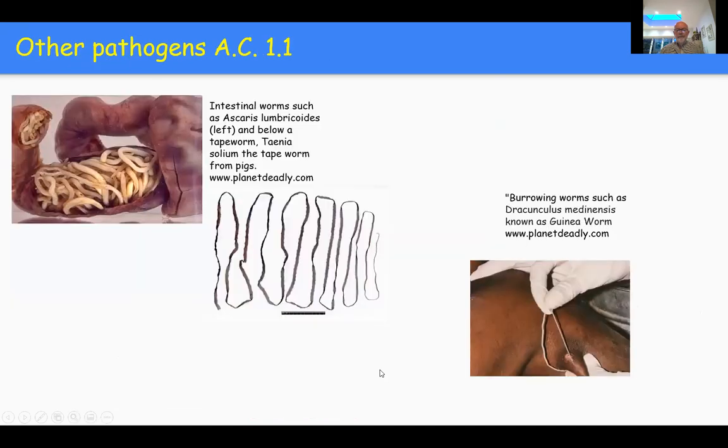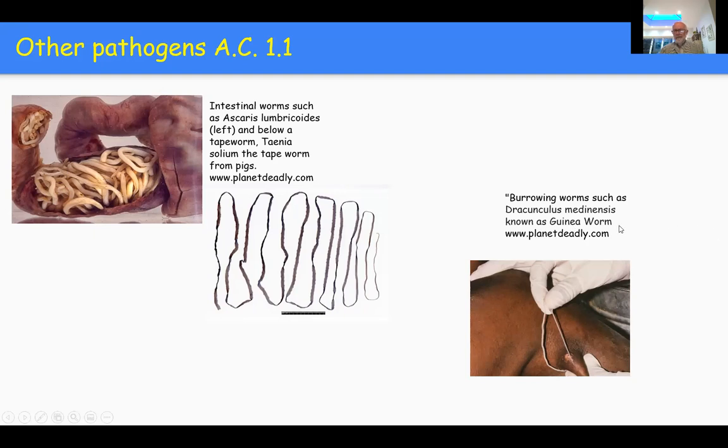Okay, moving on. Horrible to think this is someone's intestine, absolutely packed full of intestinal worms. In this case, the Latin name Ascaris lumbricoides. Okay, but there's also the tapeworm, the Taenia solium, which comes from pigs. Here we can see a tapeworm. Some of these can be meters in length.